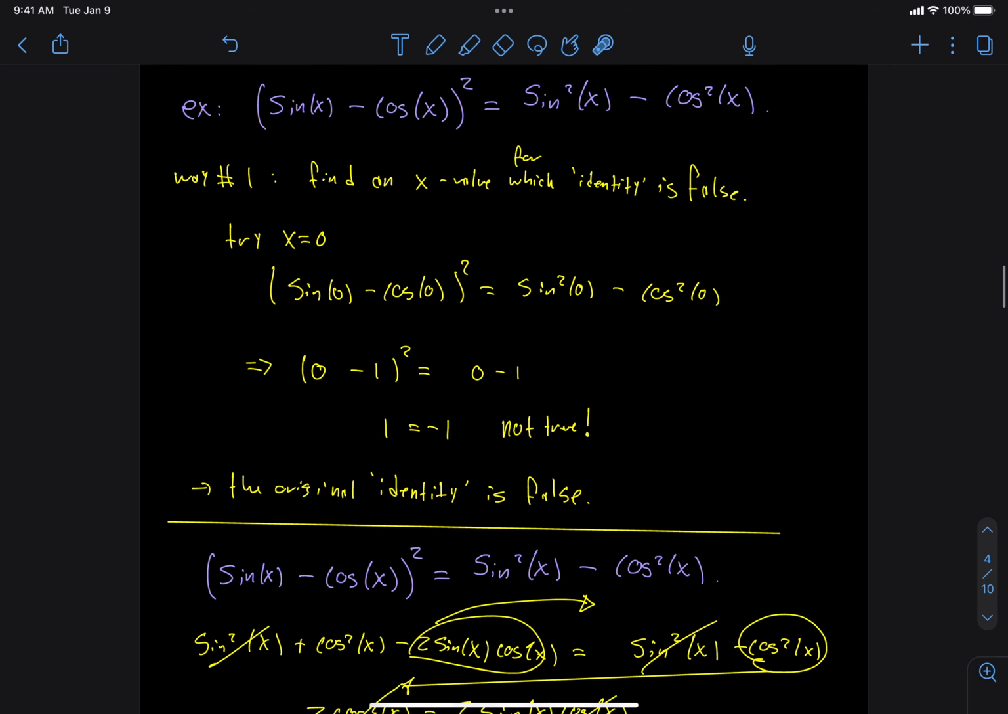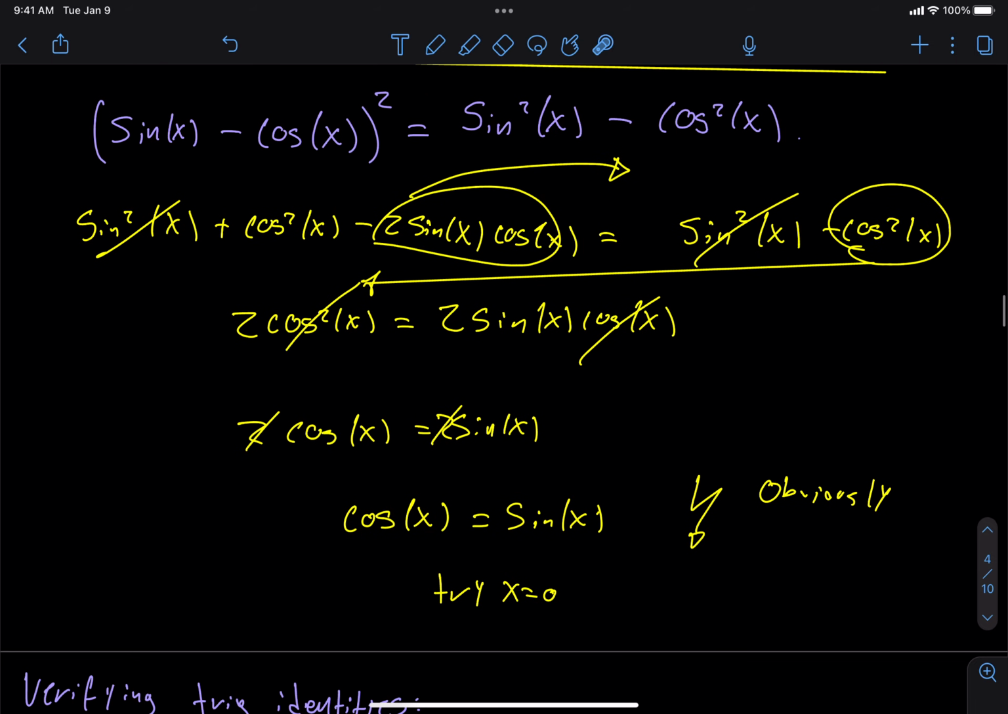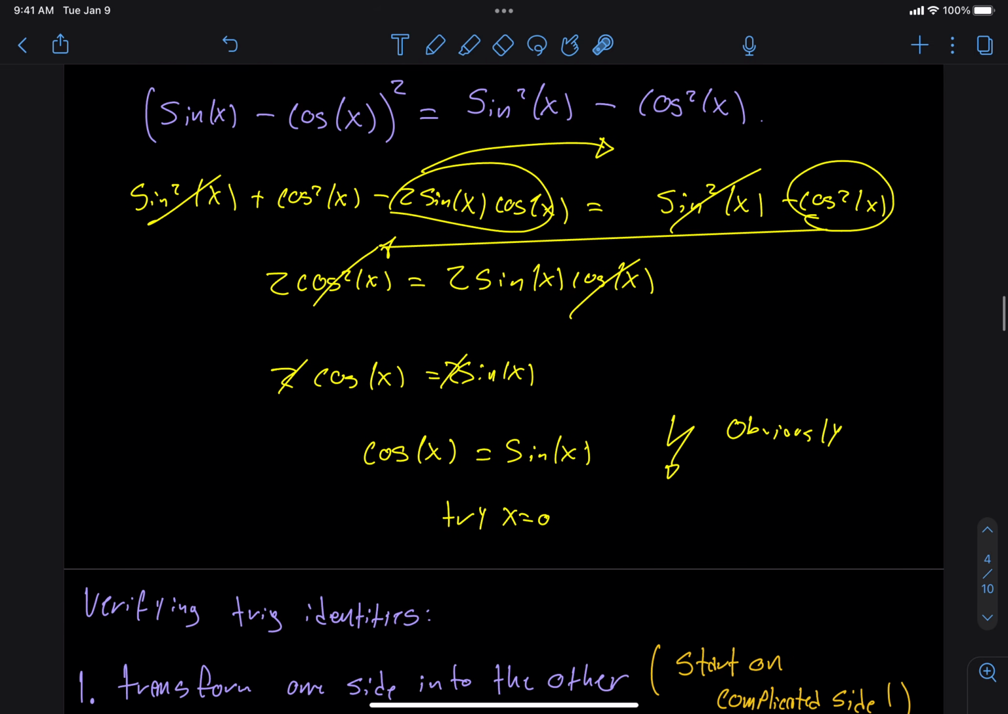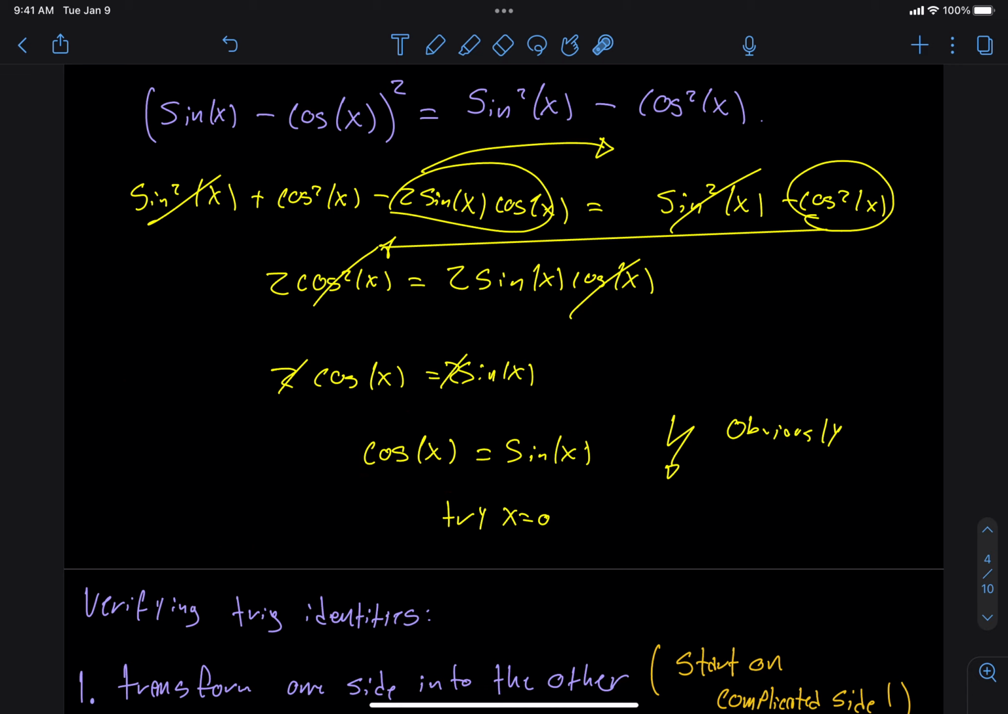All right, so you can do that. You can find an x value for which the identity is false, or you can reduce the equality to an absurdity. The reduction to the absurd is what is called proof by contradiction in mathematics. So here we just rewrote, and eventually we got cosine of x is equal to sine of x, and that's clearly not true. So you can do it that way as well.